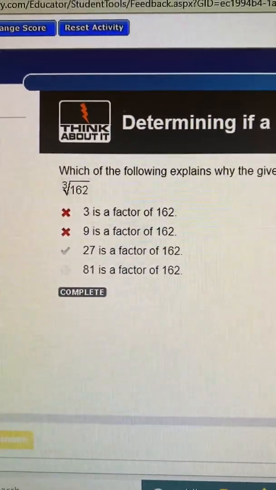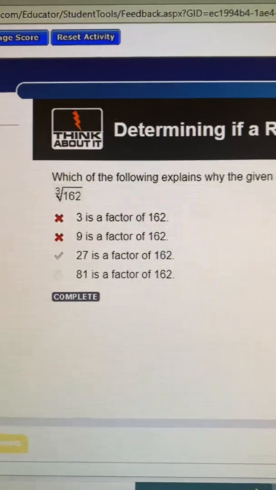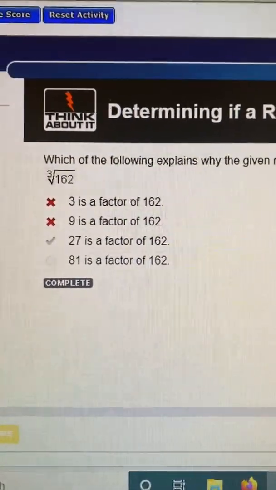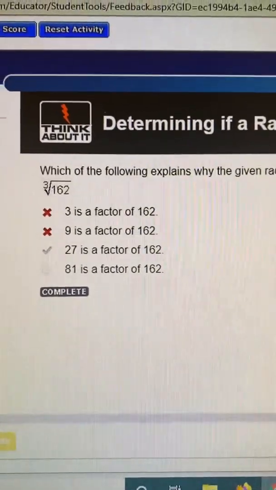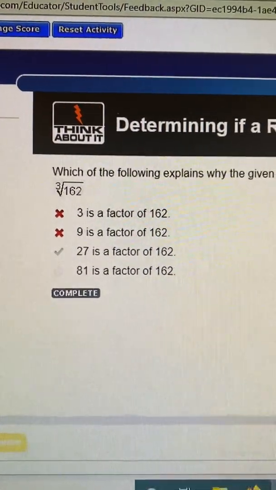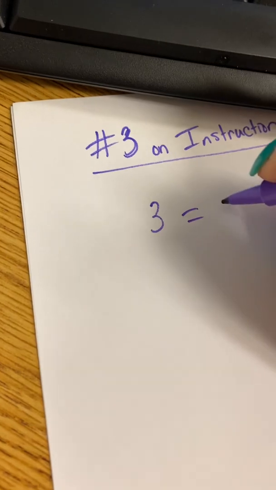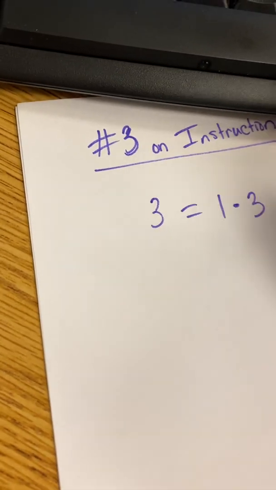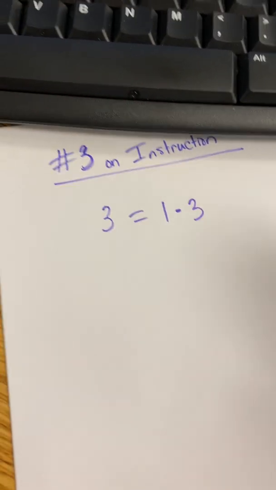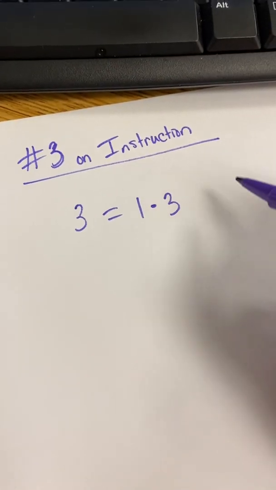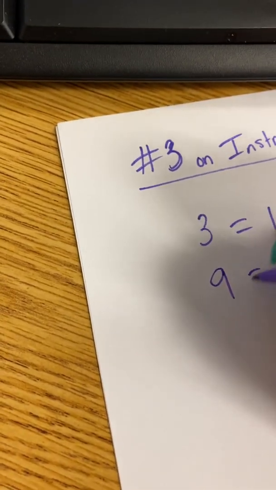So 3 is a factor of 162, it is, but 3 doesn't help us because there's no other factors in 3 except 1 and itself. Remember, we're looking for a number that if we write it down and break it apart, like 3 only breaks down into 1 times 3. So that doesn't help us. We need something that breaks down into the same number 3 times because we're looking for a third root to simplify it. So let's talk about 9, the next one.